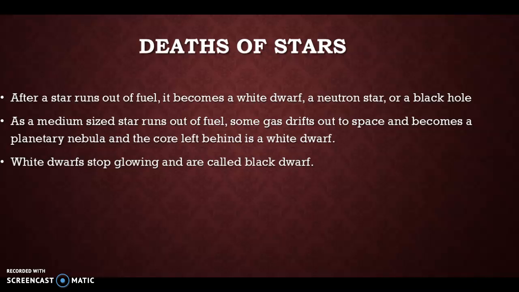So a white dwarf is just a teeny tiny little star. And this planetary nebula is basically just the gas and dust that's left behind, taken off of the star and traveling away. Once white dwarfs stop glowing, they're called a black dwarf. So once they run out of whatever gas and dust is left behind that's keeping it glowing, then it becomes what we call a black dwarf, and it's no longer a star anymore.